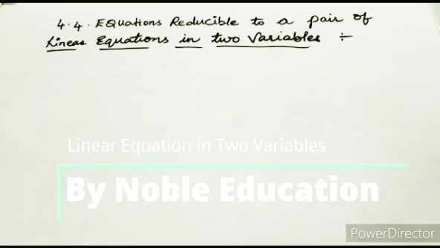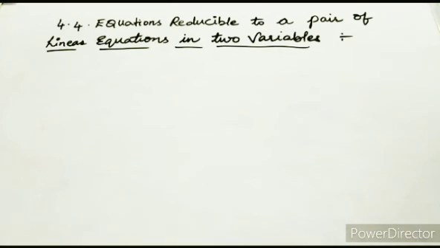Hello listener, today we are going to discuss our last topic in linear equations in two variables, that is 4.4, equations reducible to a pair of linear equations in two variables.